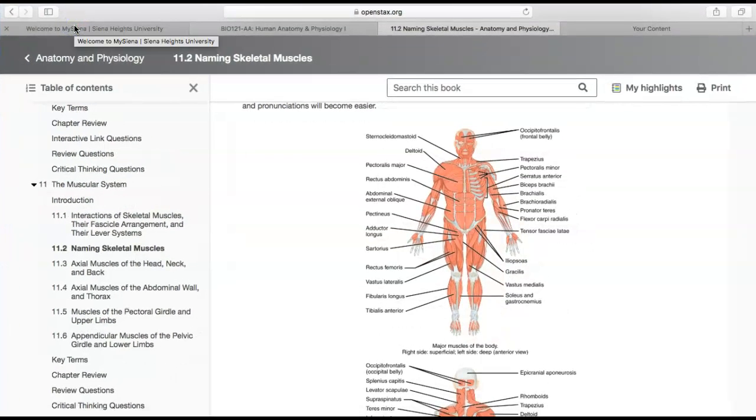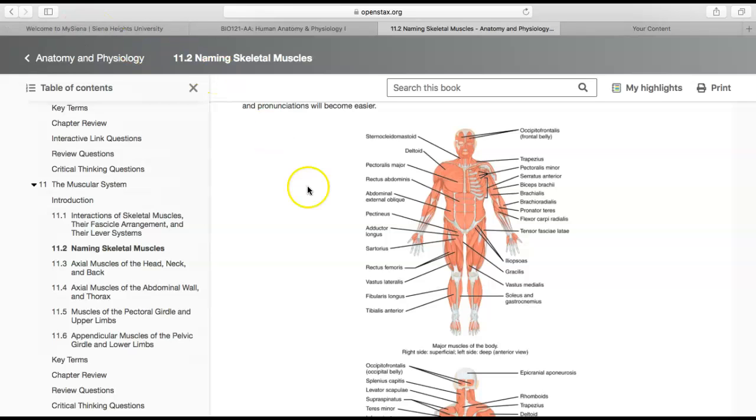Okay, everyone, today we're going to get into the naming of the skeletal muscles. And when you look at the number of the muscles and the weird and unfamiliar names that they have, it might be a little daunting. But I'm here to tell you that once you familiarize yourself with the Latin terms that are used to describe these muscles, it actually gets kind of easier.